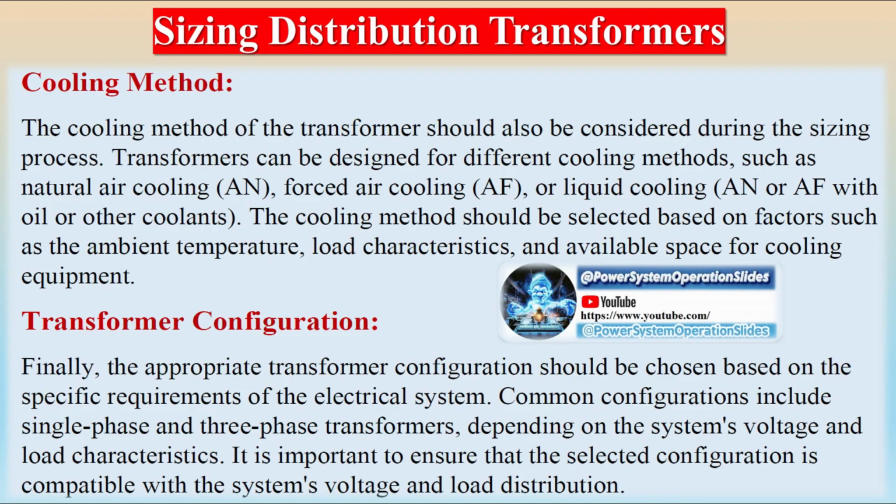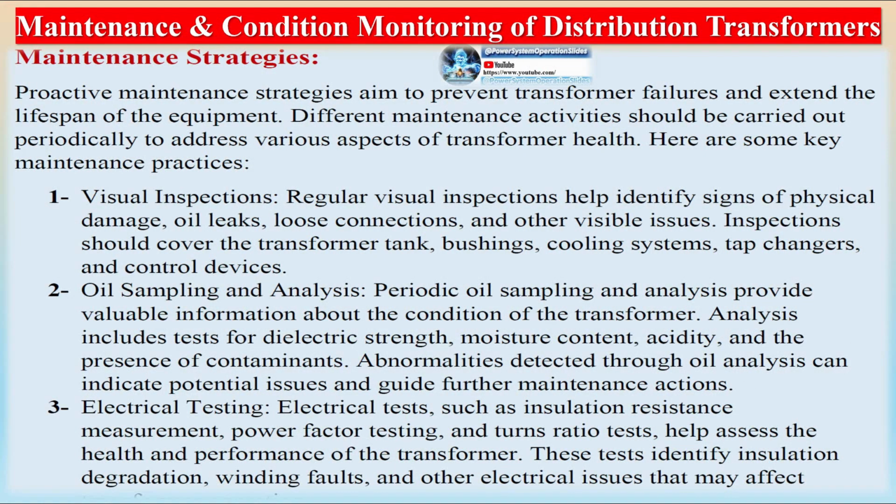Insulation materials such as paper, cellulose, and synthetic resins are used to separate the conductors and prevent electrical breakdown. Insulation systems undergo rigorous testing to ensure they can withstand the expected electrical and thermal stresses.